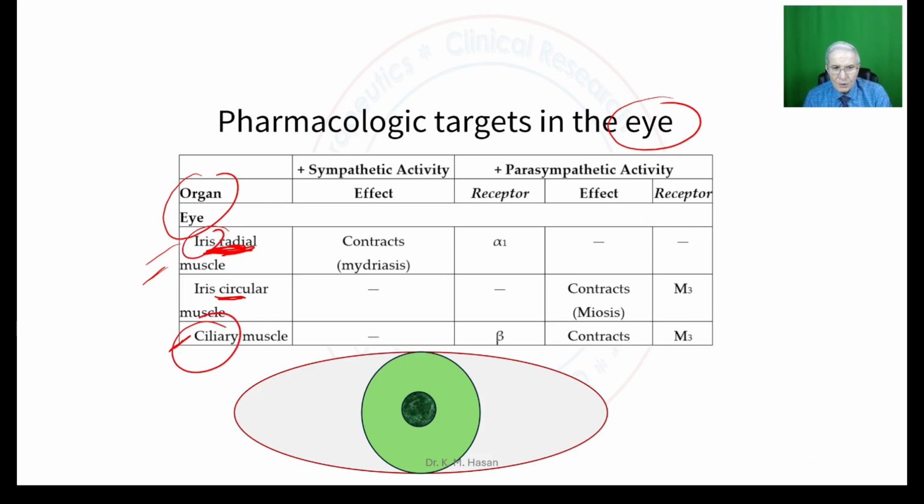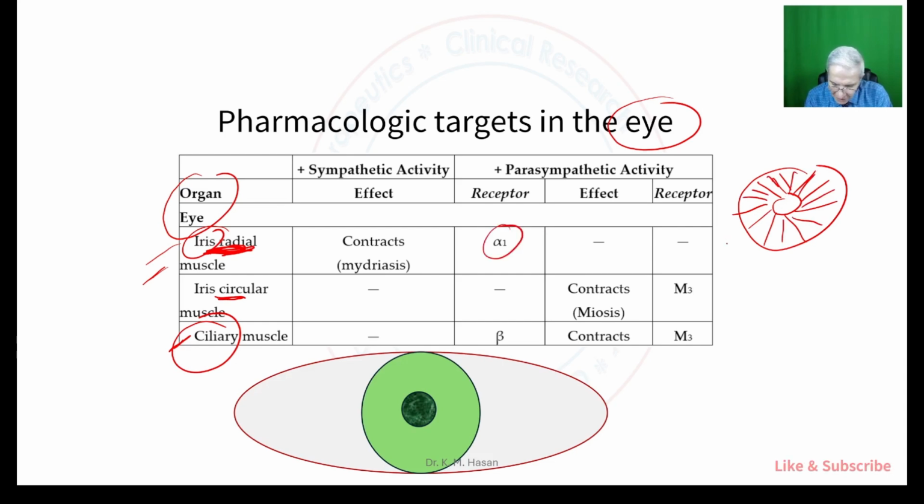Okay, regarding the iris muscles, when you look at the eye, we have the iris muscles like this one here, like fiber, like rods. This is the iris muscles, and this is innervated by alpha-1 receptor. So this muscle is innervated by alpha-1 receptor. If you activate alpha 1 receptor in the eye, the result will be contraction.